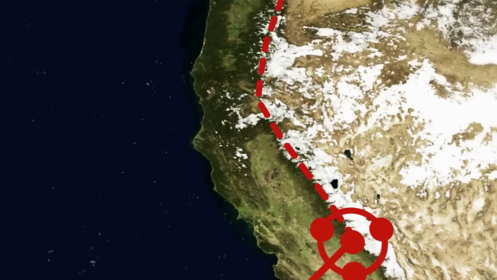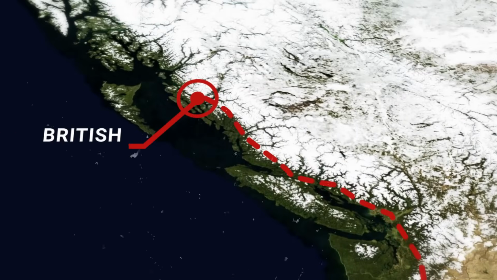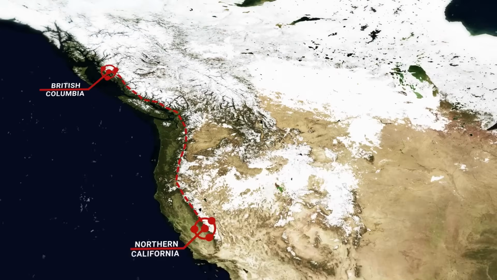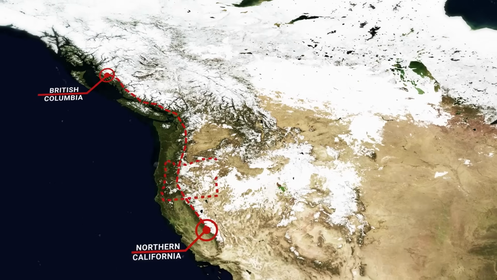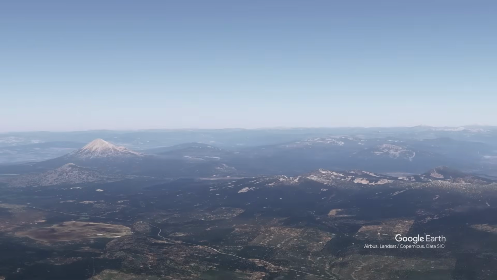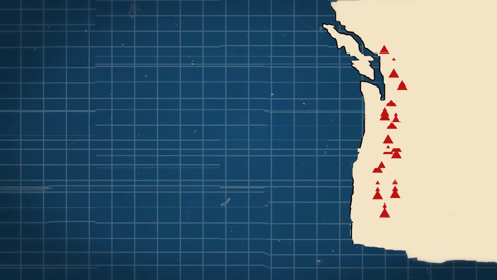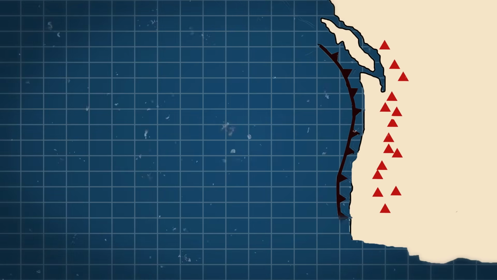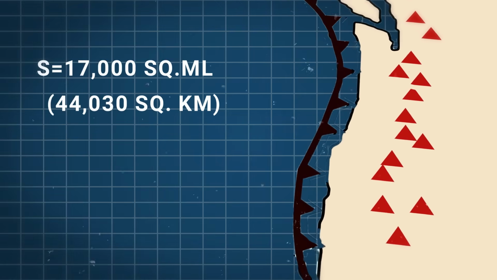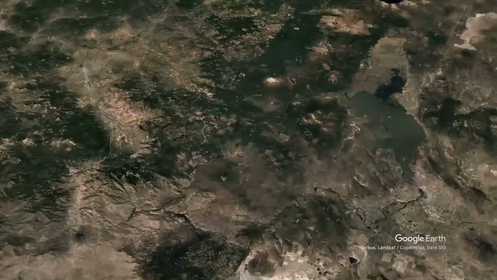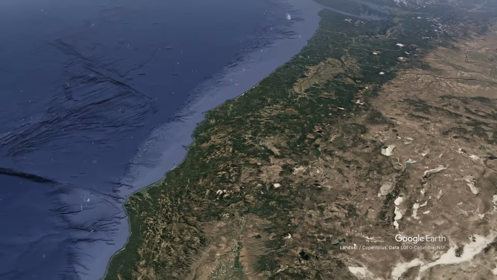Picture this: a massive mountain range stretching all the way from Northern California up to British Columbia, cutting right through the middle of Oregon. That's the mountain range we're talking about. In Oregon alone, it's about 260 miles long and up to 90 miles wide, covering 17,000 square miles. Whoa, that's bigger than each of the 9 smallest US states.